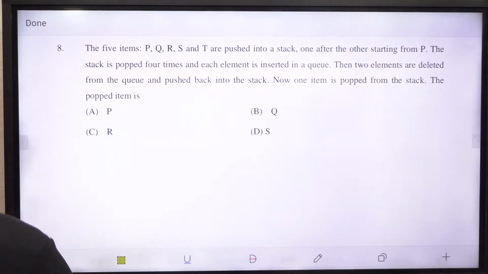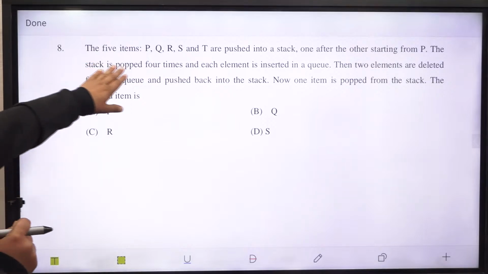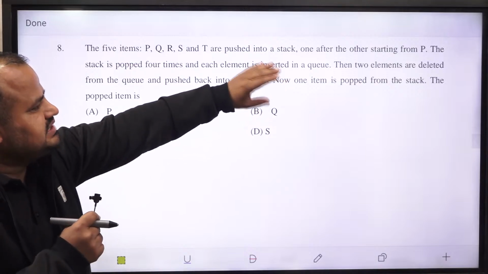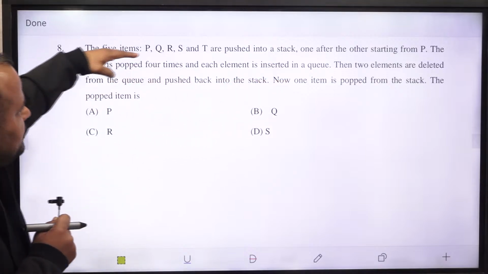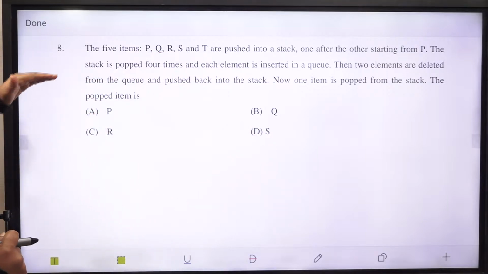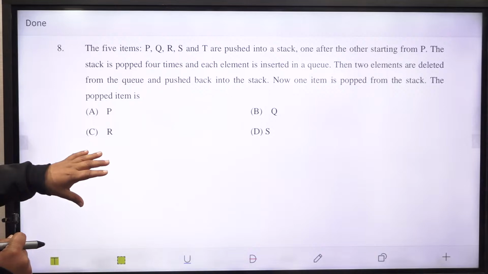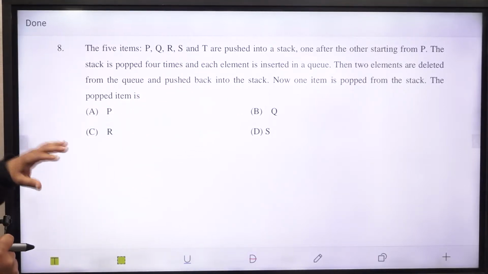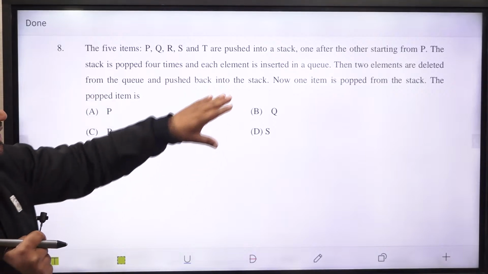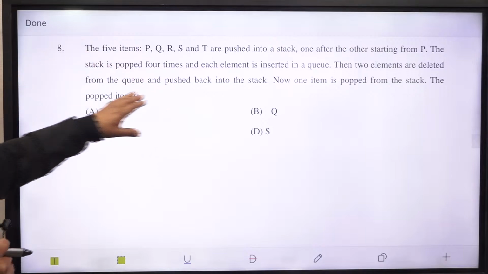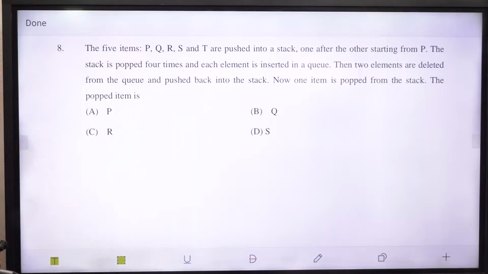So my dear students, the next problem is related to data structures. Here the stack and queue concepts are there. The first 5 items P, Q, R, S, T, we have to push into the stack one after another starting from P. It means you have to insert these elements as they are into the stack. The stack is popped 4 times. You have to pop out 4 elements and each element is then inserted into the queue. Then 2 elements you have to delete from the queue, and again insert those elements into the stack. And now tell me which item we have to pop from the stack.